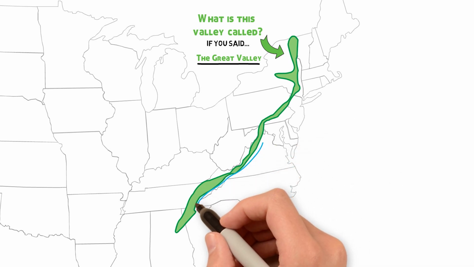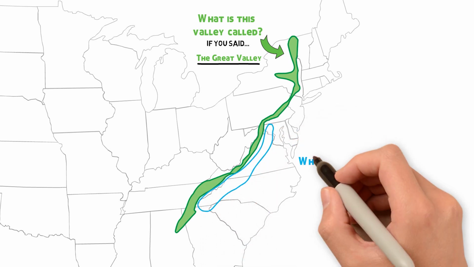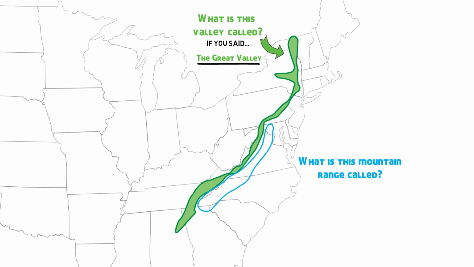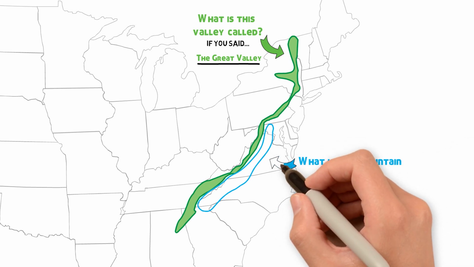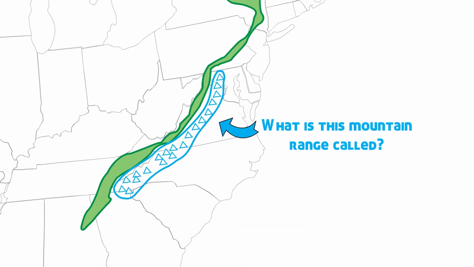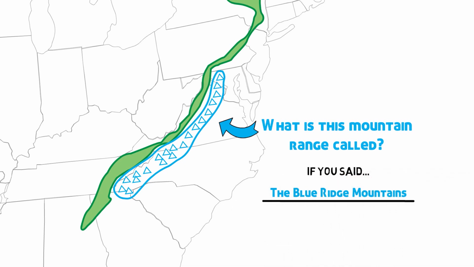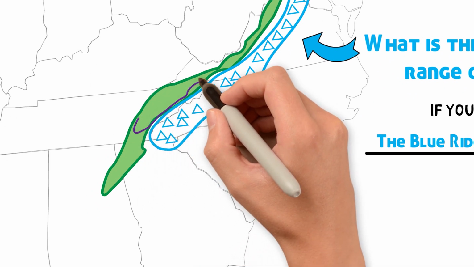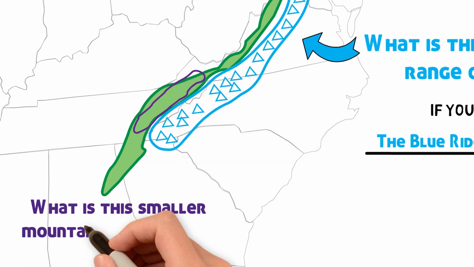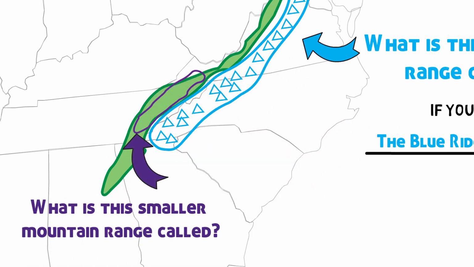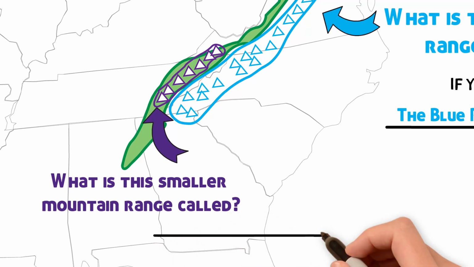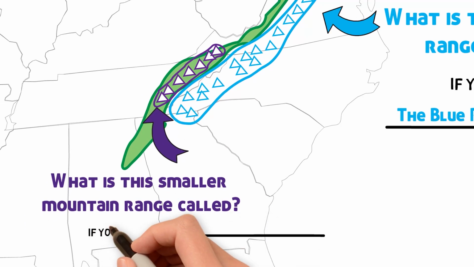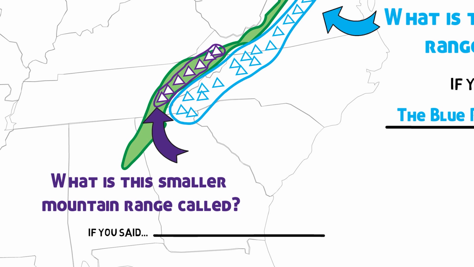Next, what is this mountain range called? If you said the Blue Ridge Mountains, you would be correctamundo. What is this smaller range called? If you said the Great Smoky Mountains, or maybe just the Smokies, you would be right.